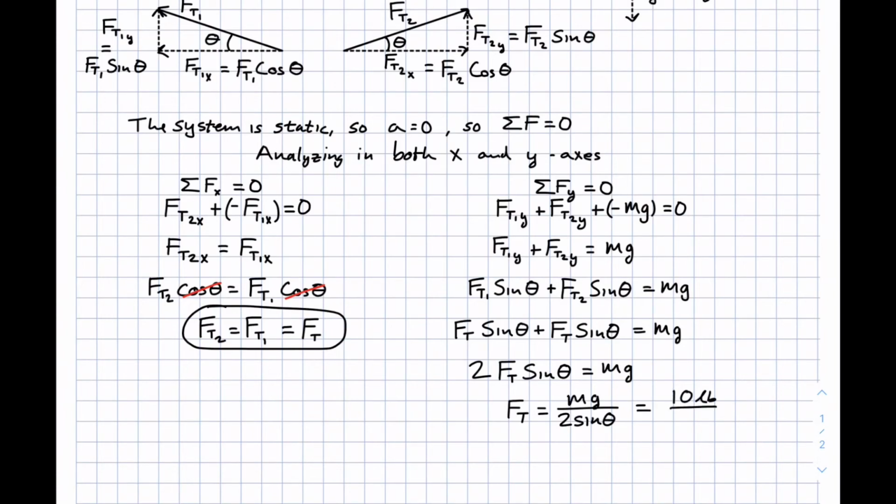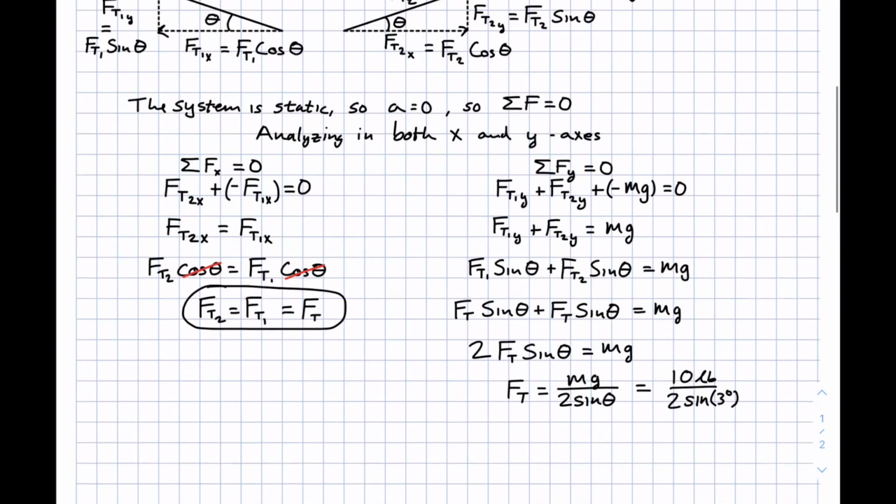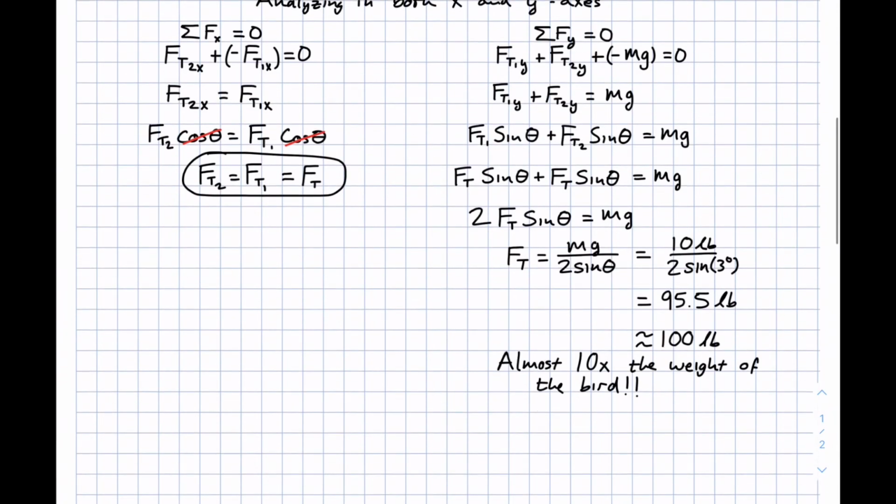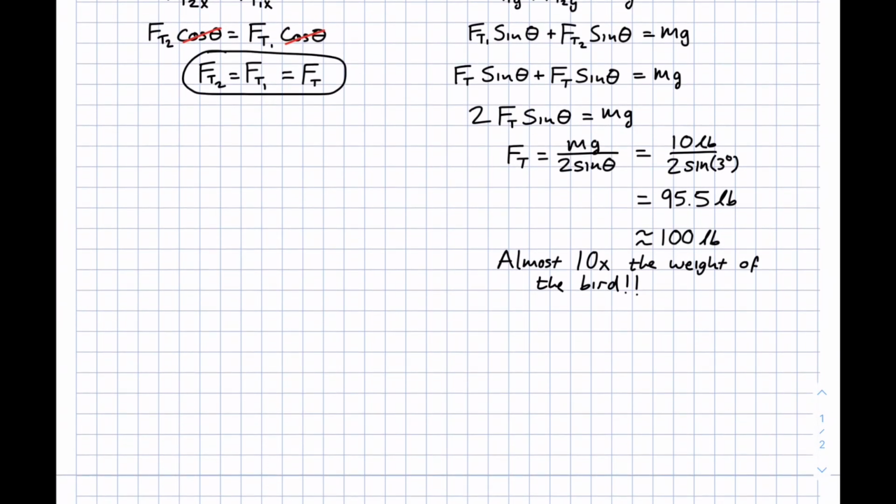And now we can plug in our values. When we do that, the weight is 10 pounds, and the angle is 3 degrees, and we get 95.5 pounds. If we round that to one significant figure, that's 100 pounds of force in each of the wires. Each wire applies almost 10 times the weight of the bird to the telephone pole.